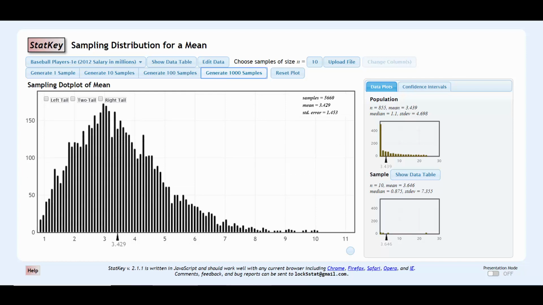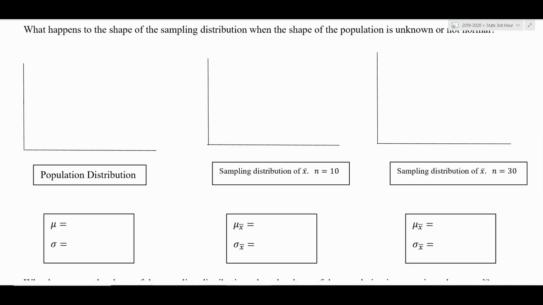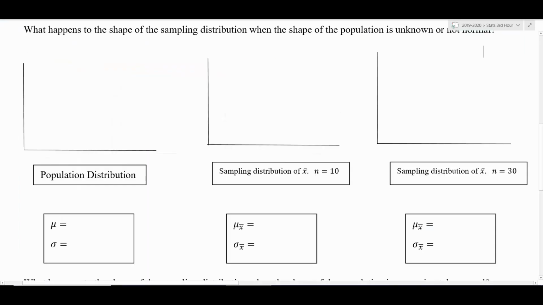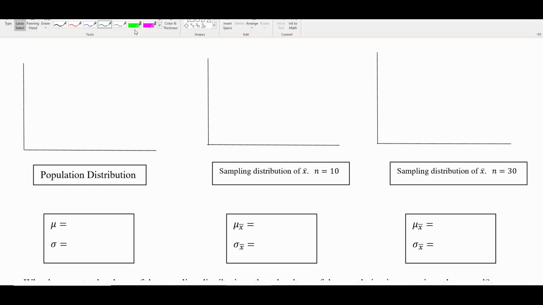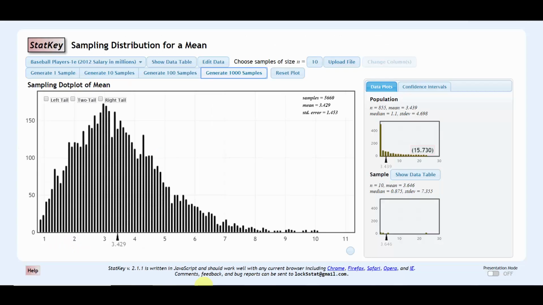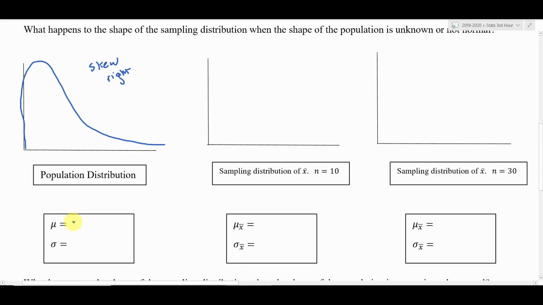All right, so let's go back to our notes real quick. From the population, we started with the population. The population looked like this right here, extremely skew right. So I'm going to draw that population distribution here. Right, and I'm going to draw a very extreme skew right distribution. And I'll note that shape, skew. And then I'm going to note the mean and the standard deviation of the population. So I'm going to say the mean was 3.439. And the standard deviation for the population was 4.698.